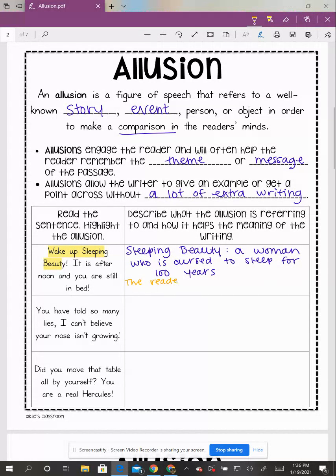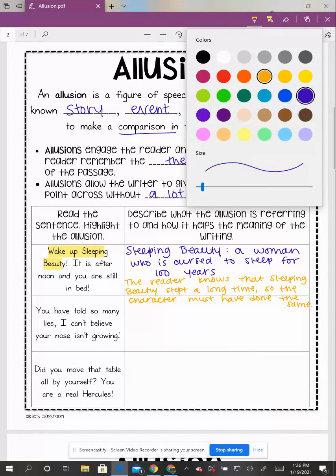The reader knows that Sleeping Beauty slept a long time. So the character must have done the same. Sorry, I'm running over a little bit. Just got lots to write.